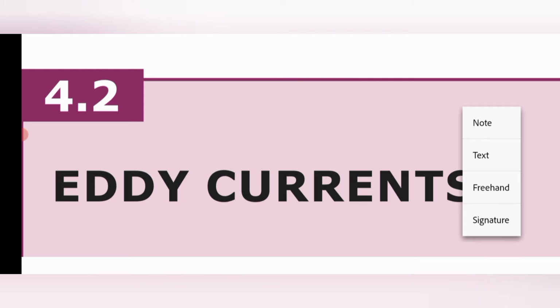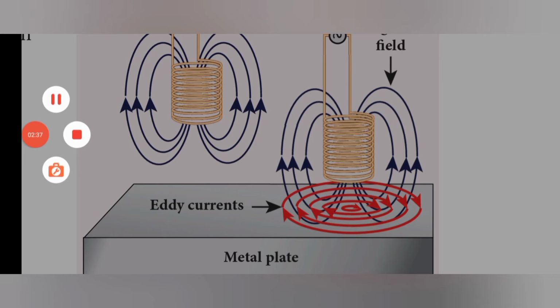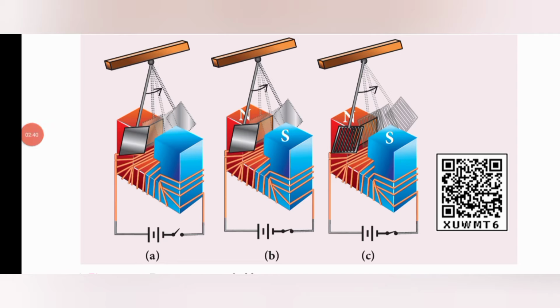Now we will see a demonstration of eddy currents. This is also the production of eddy current when the magnetic flux is linked. The magnetic field is there, and when it is near the metal plate or sheet, how is the current formed? A concentric ring-like induced current is formed. That current is called an eddy current here. And we also see a demonstration of eddy current.